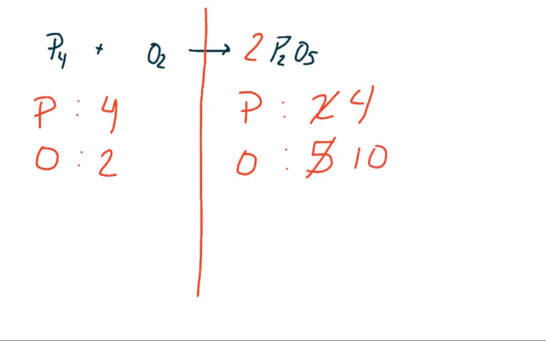But that changes the number of oxygen that we have. We go to the reactant side, the phosphorus is still good, but our oxygen, we need 5 times as many, so we put a 5.